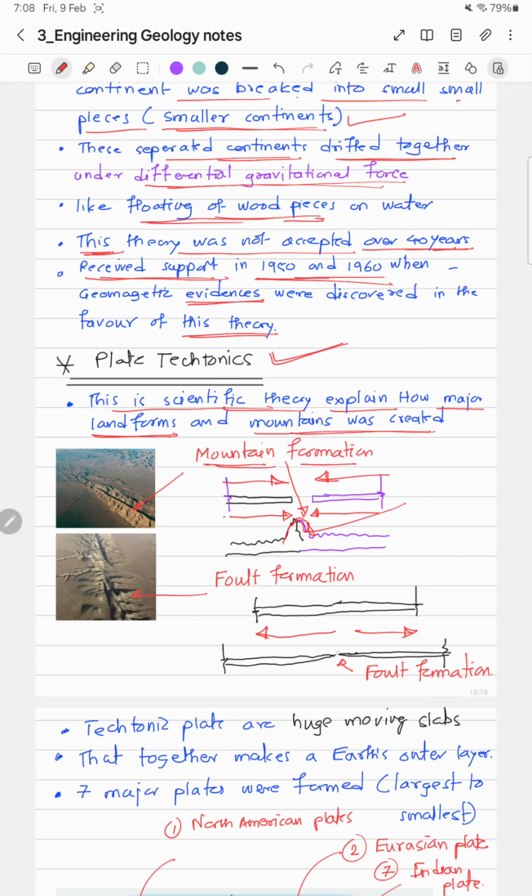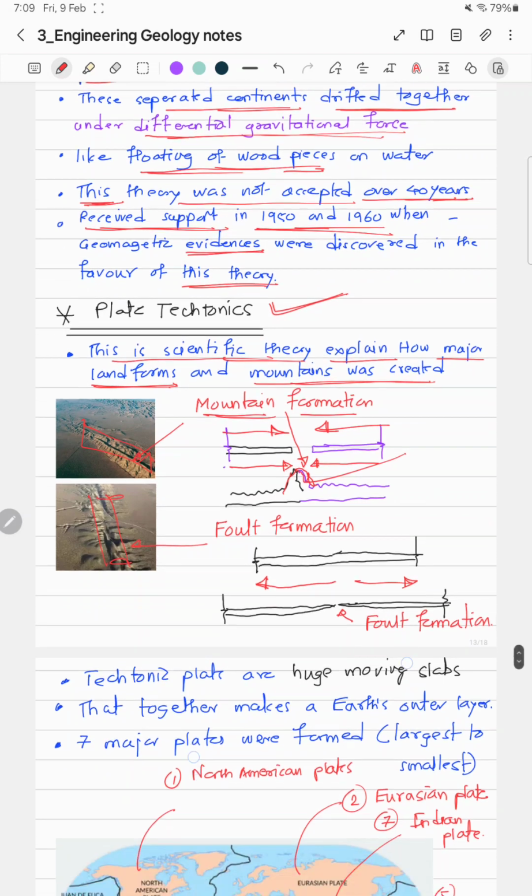And when the plates separate from each other under the action of differential gravitational force, like a pull force applied on one plate, the plate gets separated into two pieces. Due to that, a fault is formed. This is the action of separation of plates, and the other is the effect of the meeting of two plates.